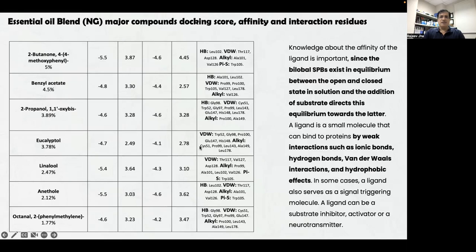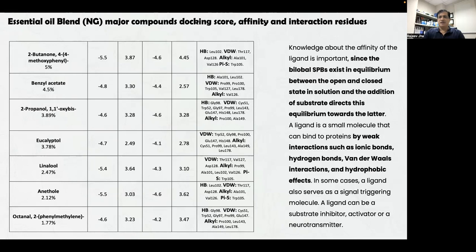Knowledge about the affinity to the lesion is important, since the bilobal SPBs exist in equilibrium between the open and closed state in solution, and the addition of substrate directs this equilibrium towards the latter.